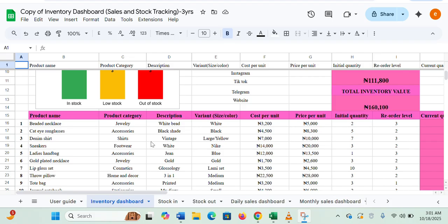Then description. How do you know the products that you're even talking about? The beaded necklace, for example, is a white bead. Very beautiful. So you're able to know the pictorial view. That's how you describe your product.